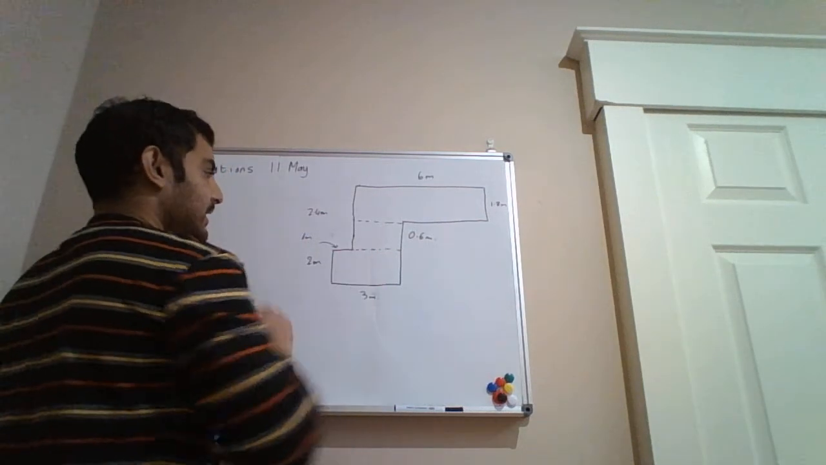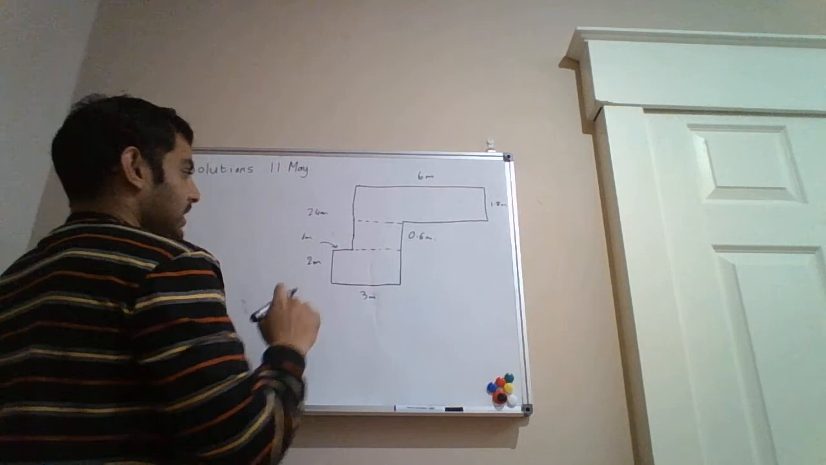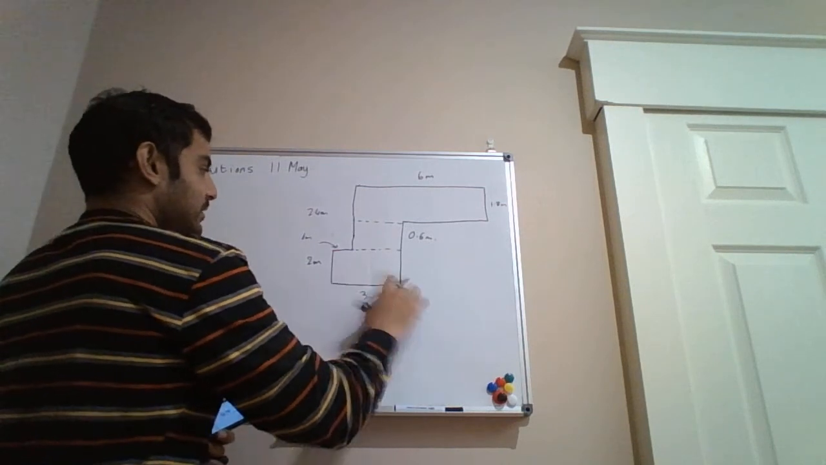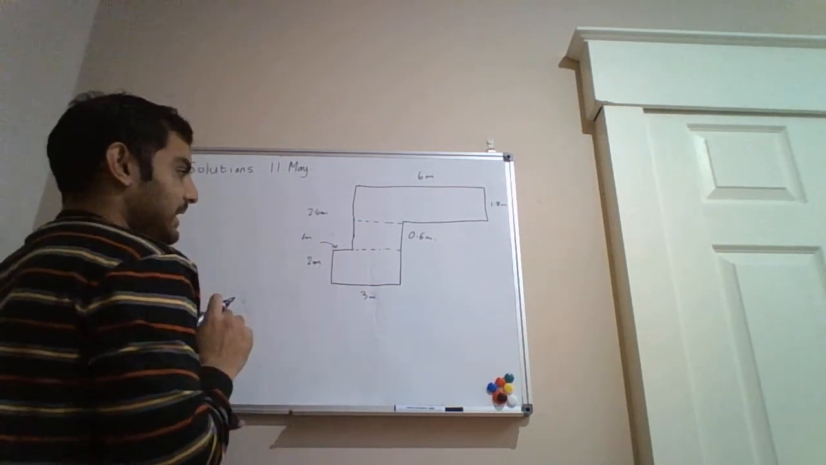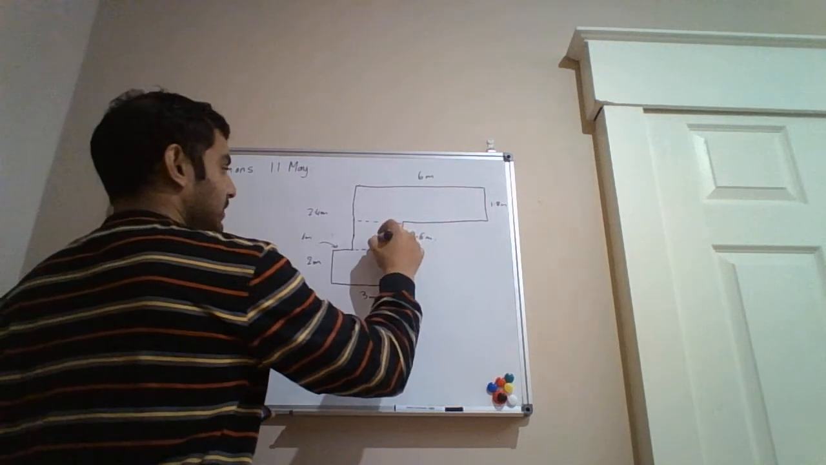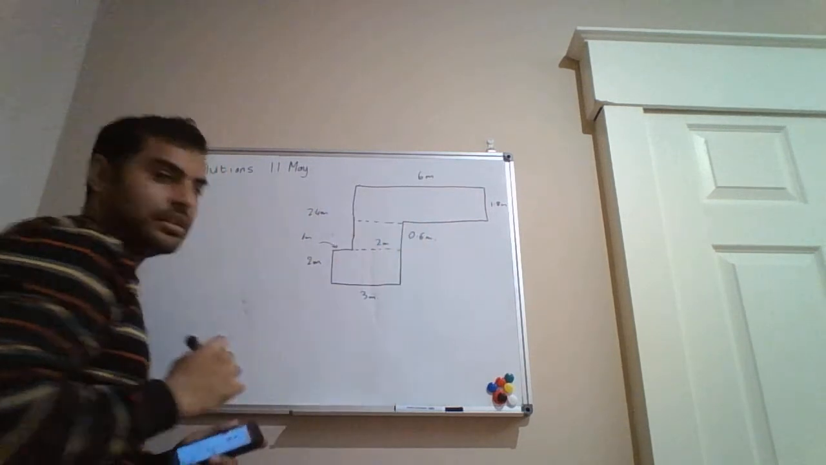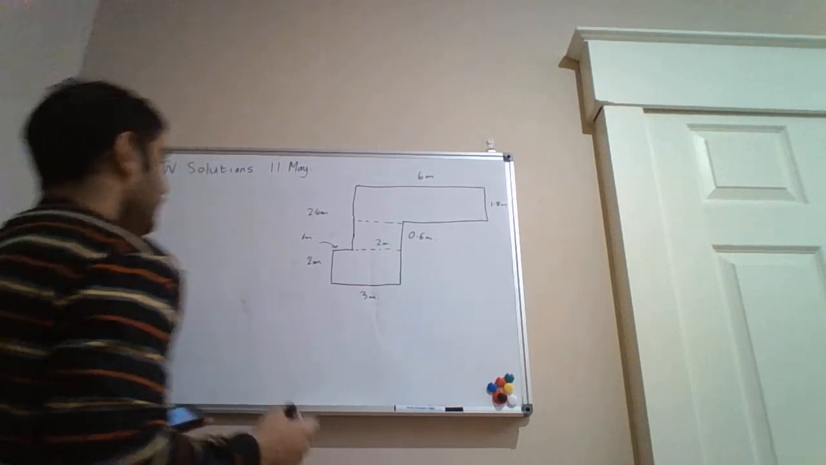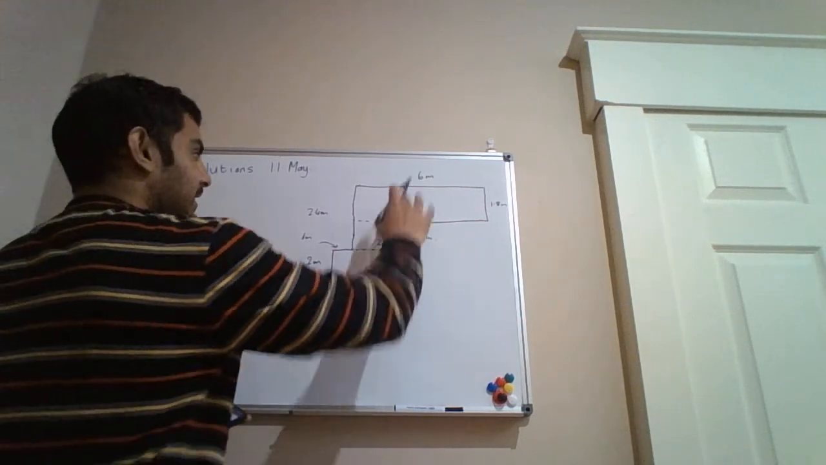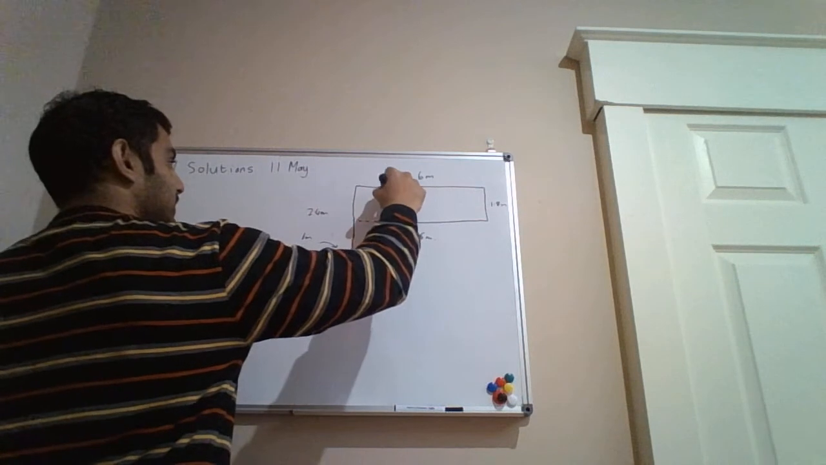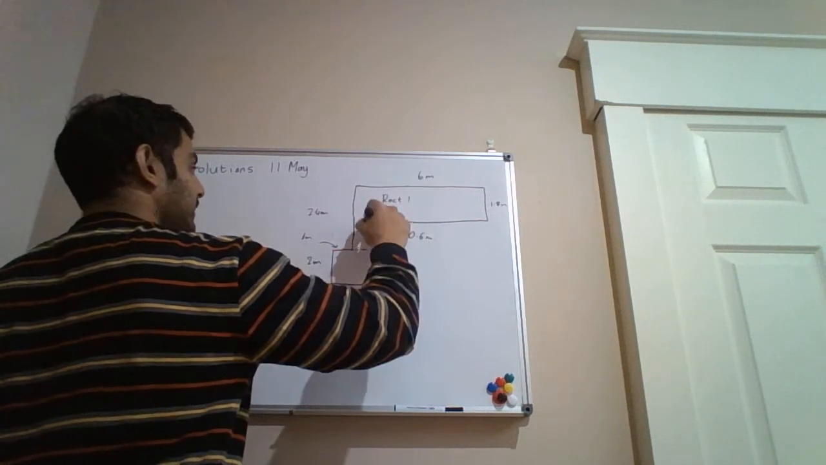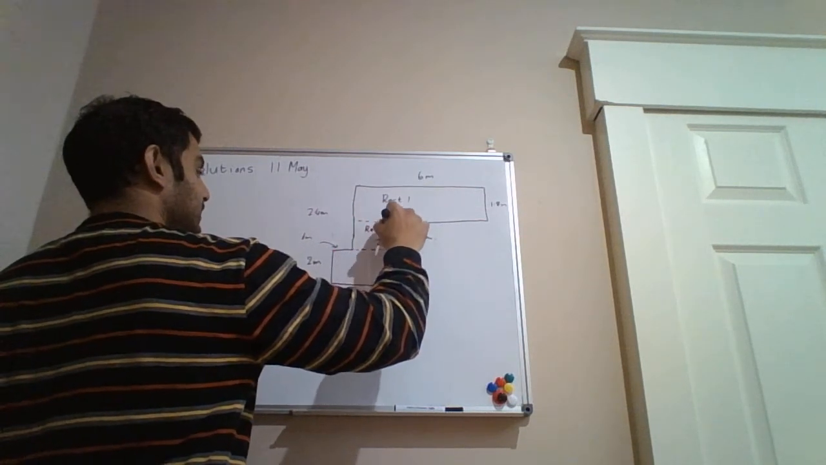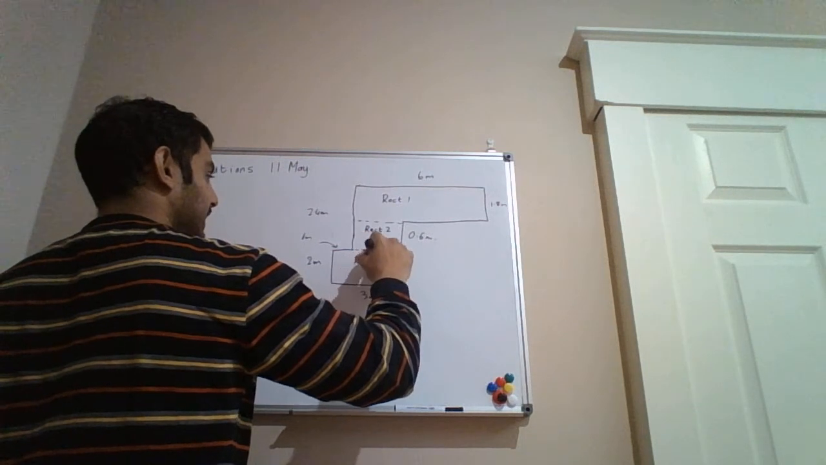Next we need this dotted line. So because this length is 3 meters and this is 1 meter, the missing piece will be 2 meters. 2 meters plus 1 meter gives us 3 meters. So let's find the area of each. I'm going to call this rectangle 1, rectangle 2, rectangle 3.